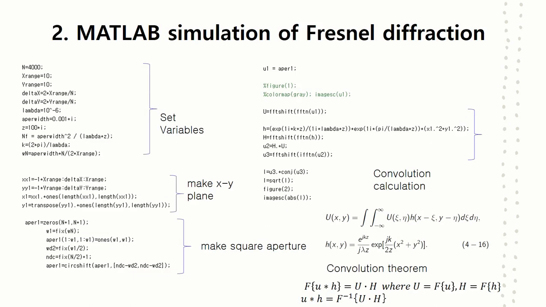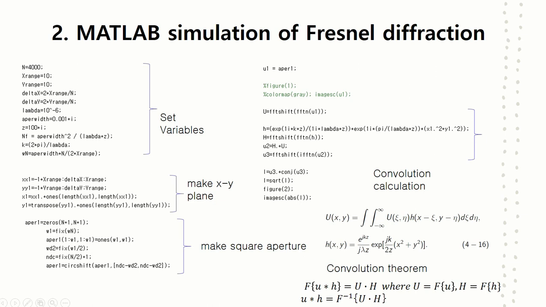Now here is the MATLAB code for Fresnel diffraction. I used the convolution method to calculate the Fresnel diffraction integral, and this is it. The first part is setting variables, the second part is making the xy plane for calculation, the third part is making the square aperture, and the last part is calculation of the convolution by using the convolution theorem with Fourier transformation.